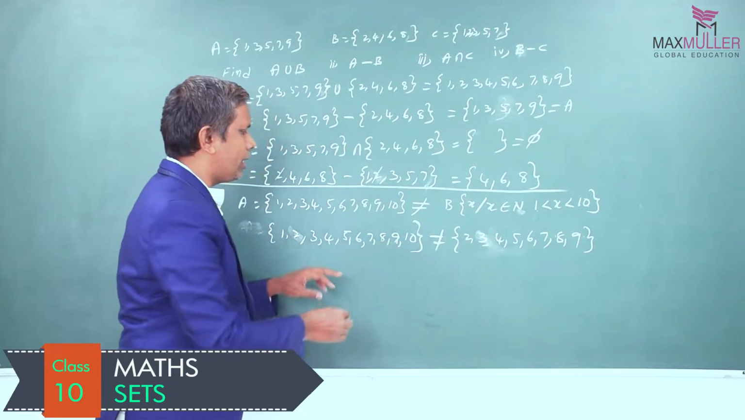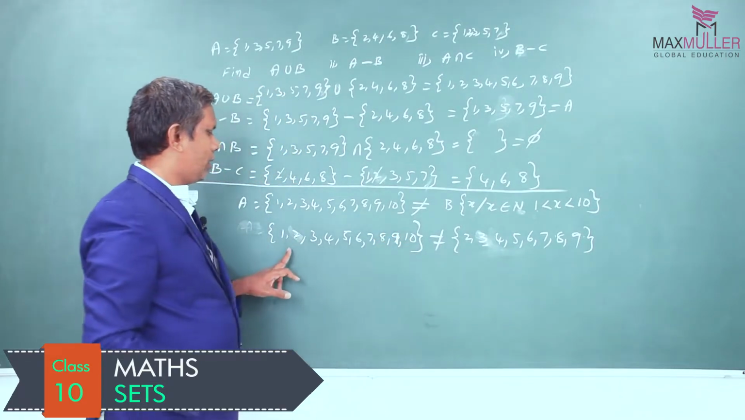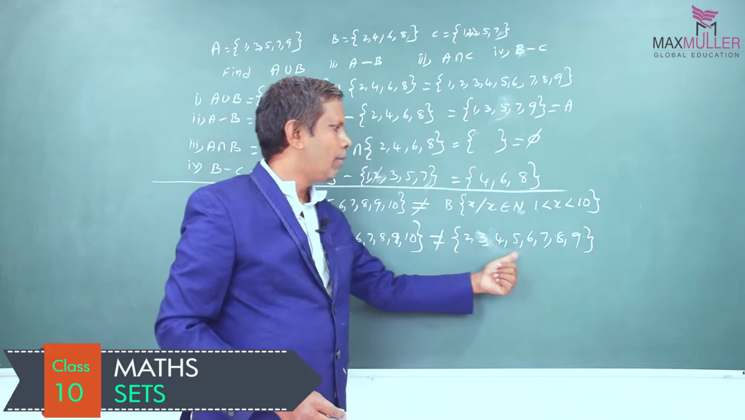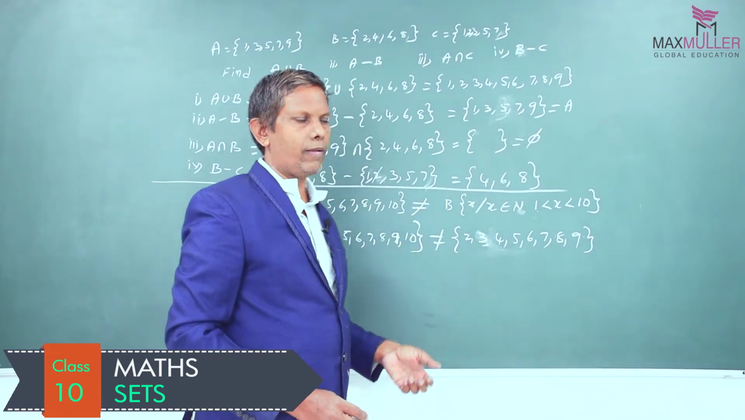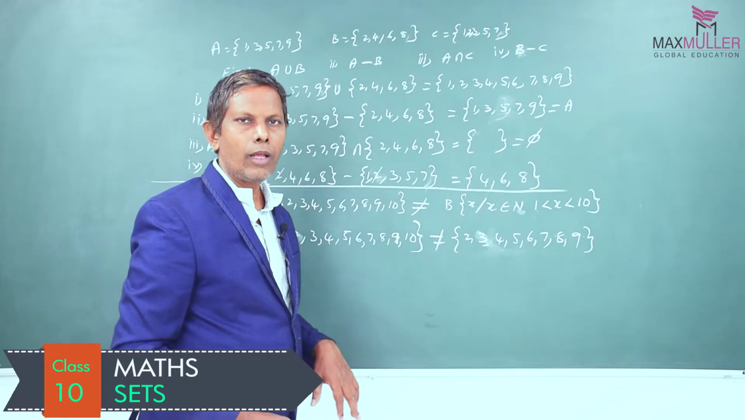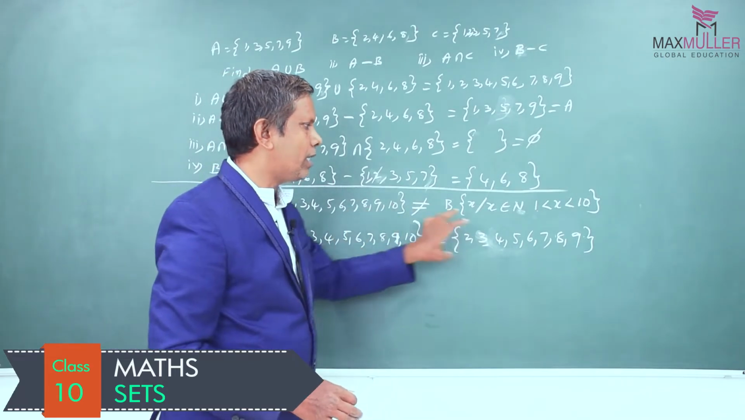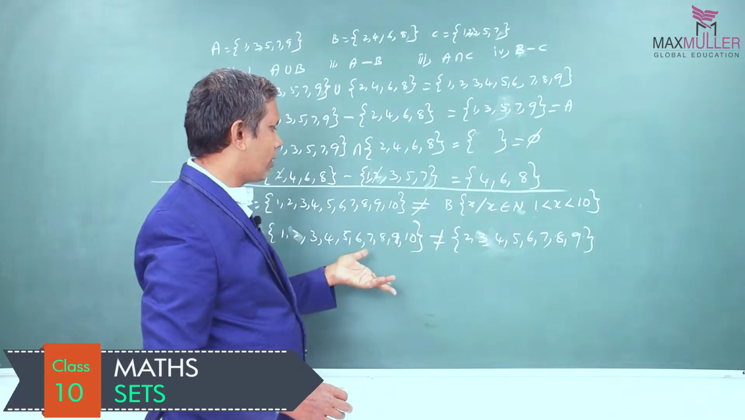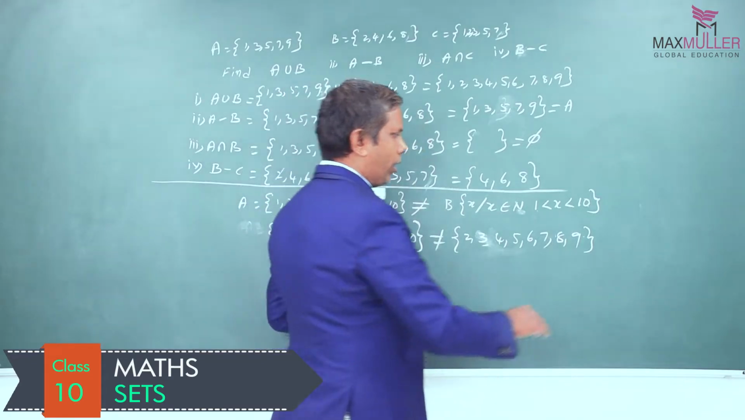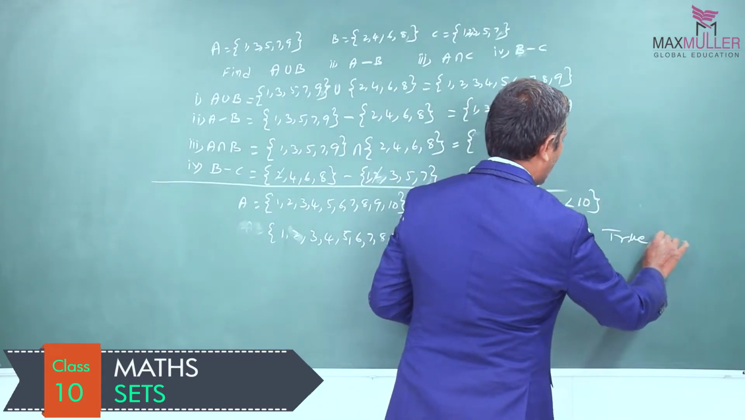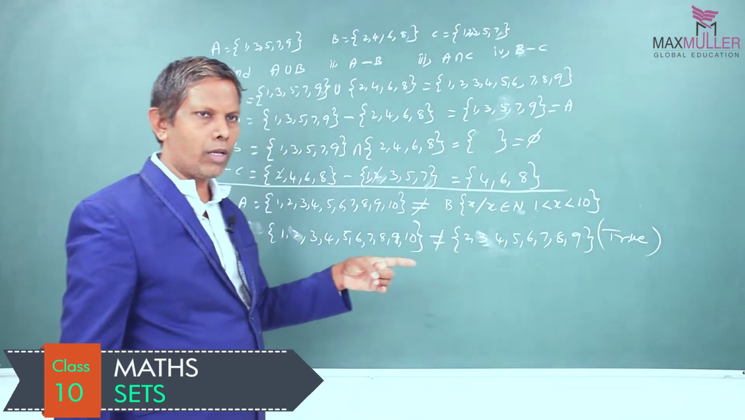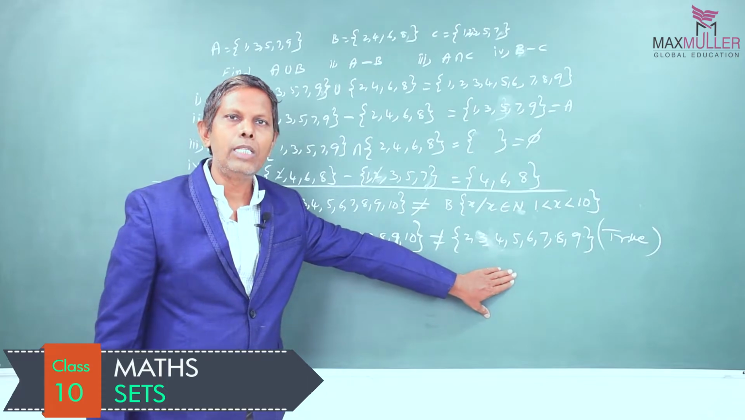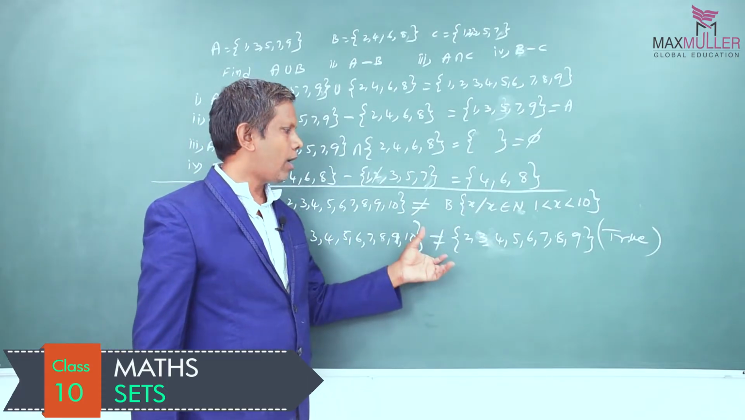Now what is the difference here? Here 1 and 10 are there in the first set but not there in the second set. So these two sets are not equal. This first set and the second set are not equal. So they gave that one. Therefore it is true only. You can write that one, true. It is true because 1 and 10 are not elements of the second set. This is the reason you have to write.